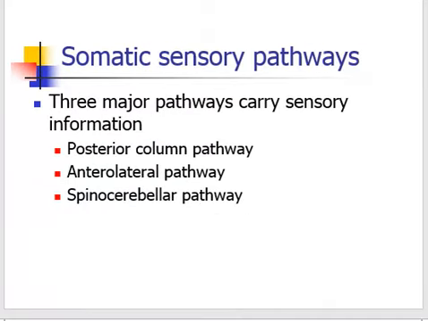Next we are coming to see the somatic sensory pathways. There are three major pathways that carry sensory information towards the brain. One is the posterior column pathway, another is the anterolateral pathway, and the third is the spinocerebellar pathway.